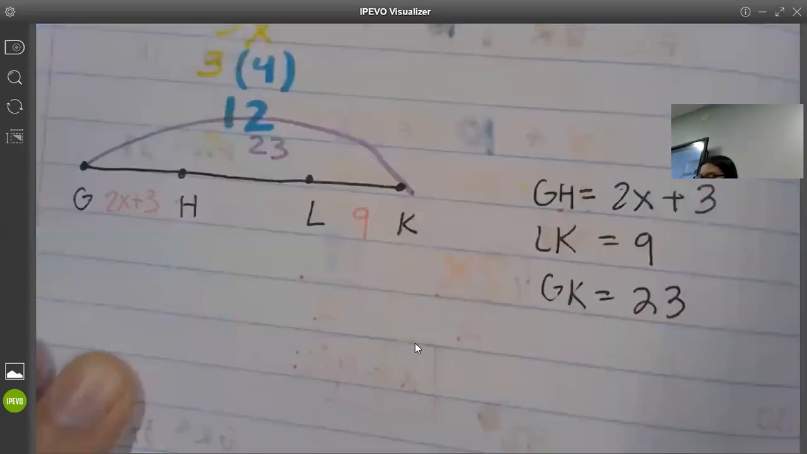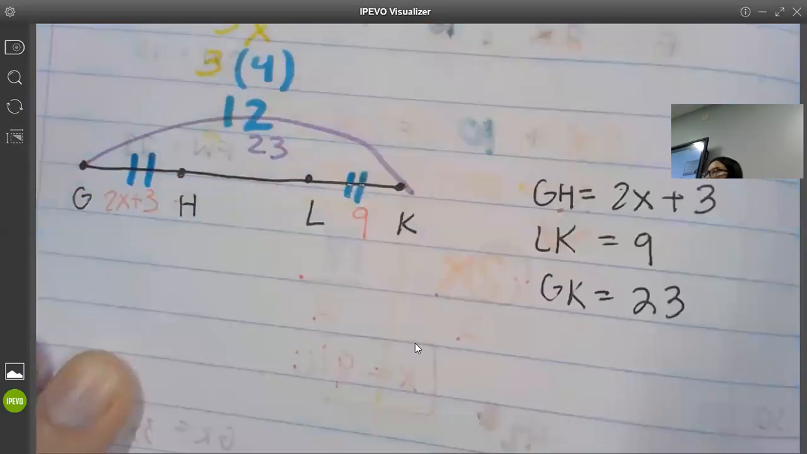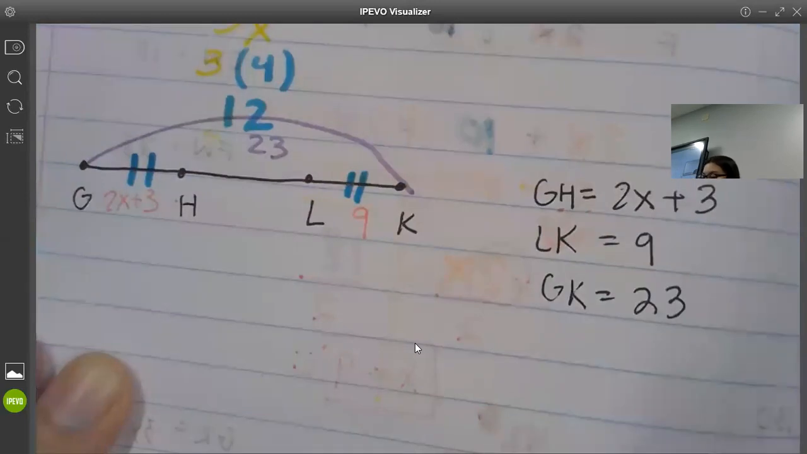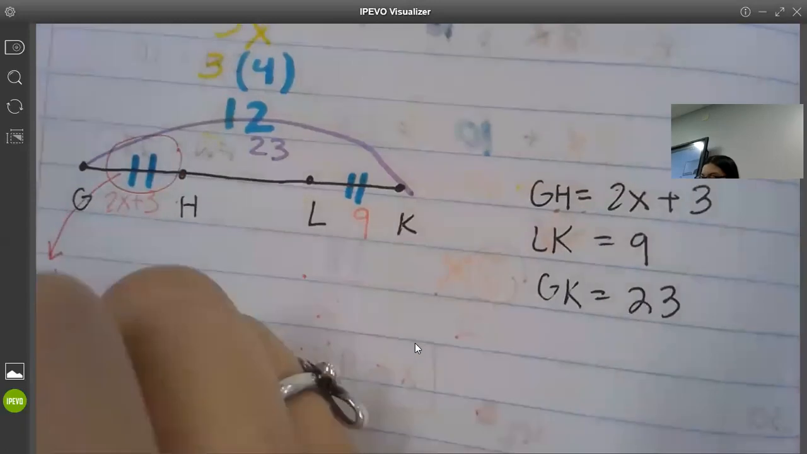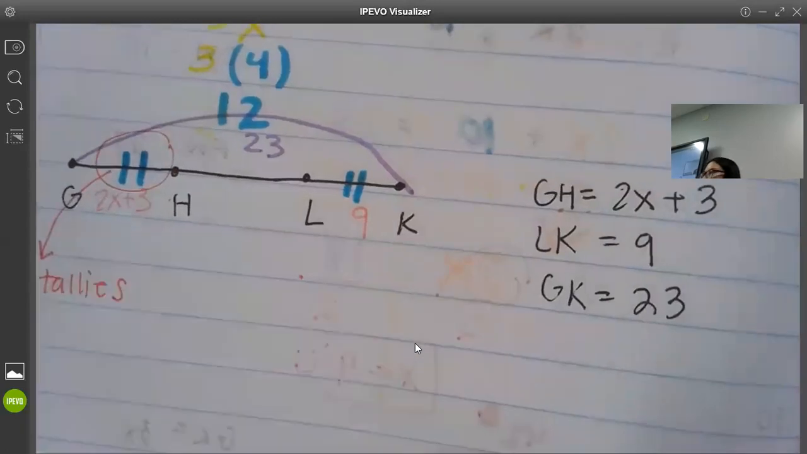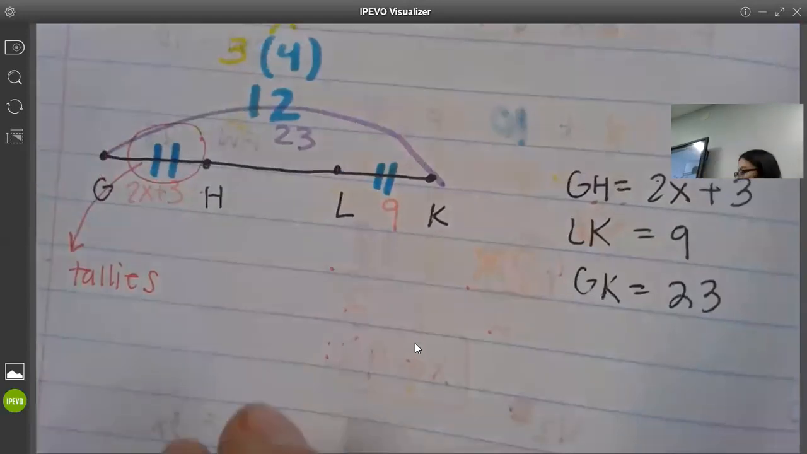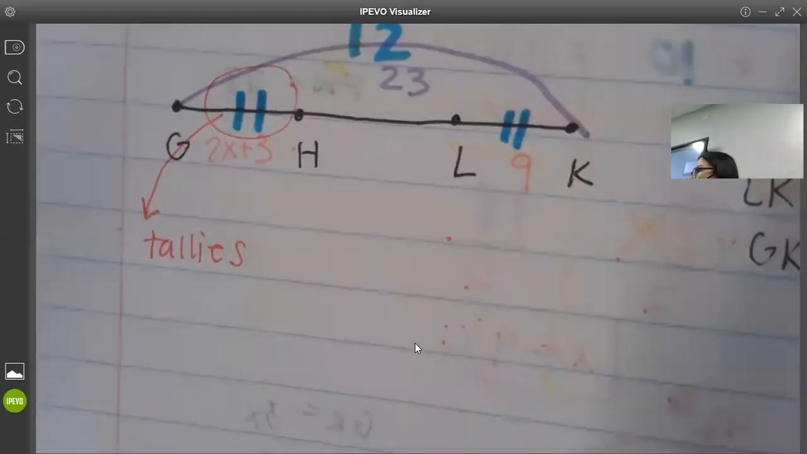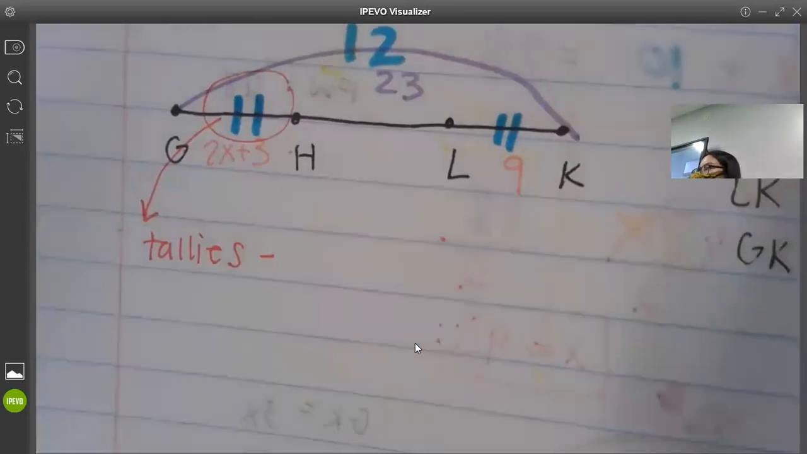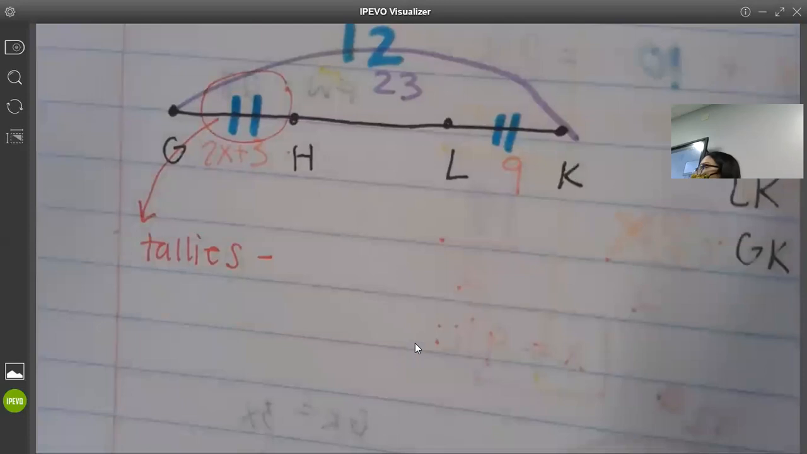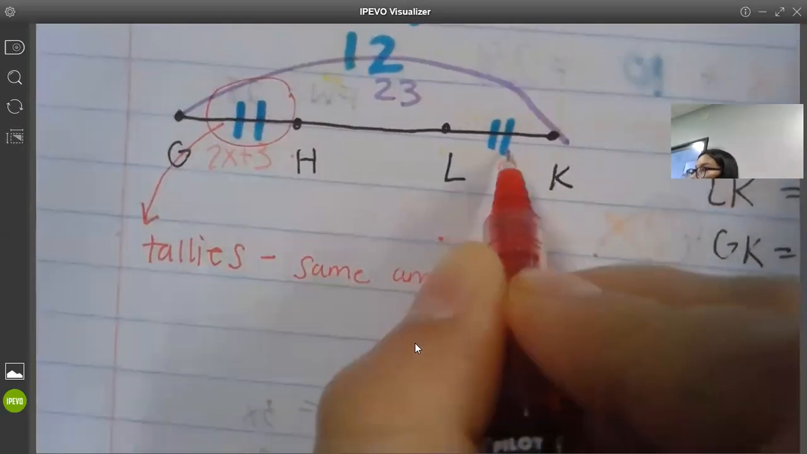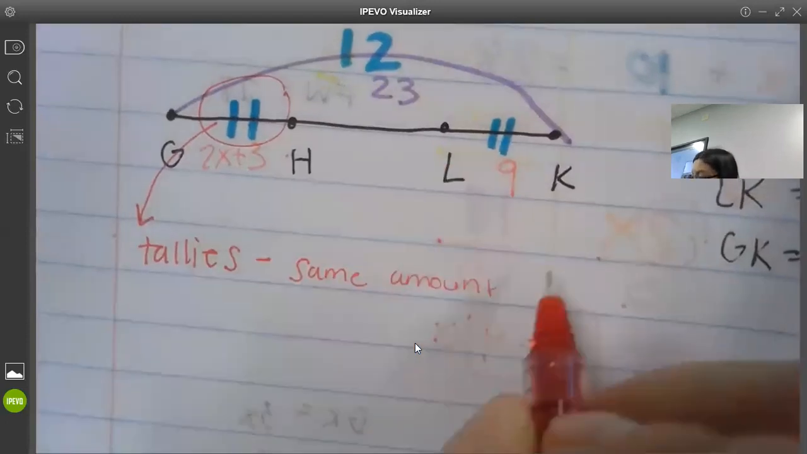Actually, I'll do this marker. Do you see those? It looks like the number 11. Everybody see those? The blue things like this? Those are called tallies. So circle them. They're called tallies. Everyone say tallies. Tallies. All right, they're very, very important in this class, and we will talk and use them all year long. What they tell you is, if there's the same amount, that means that they're the same size. They're the exact same size. If they're the same amount, like this one has two, that means that they're the same. They are the same.